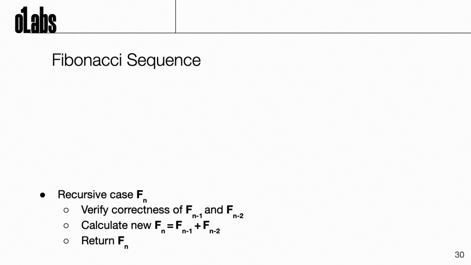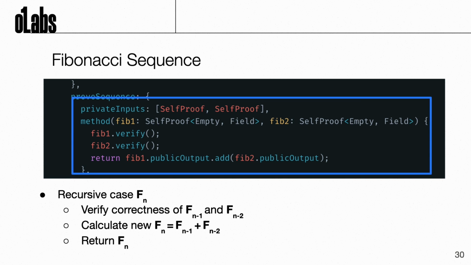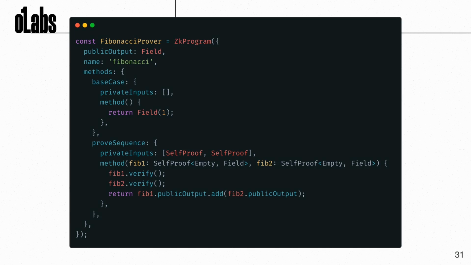Going to the recursive case, we now need to verify the correctness of the previous two elements, calculate the new one, and then simply return the value. That works very straightforwardly. We have two private inputs, being the proofs of the previous iteration. We simply verify them with .verify, which literally verifies the previous proofs recursively. We add the two inputs together and we return them. So everything together gives us a very basic Fibonacci sequence recursion example.